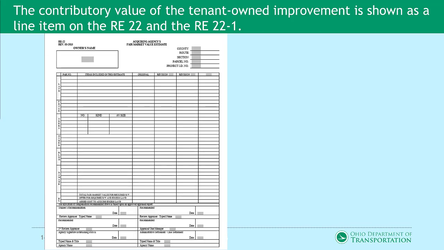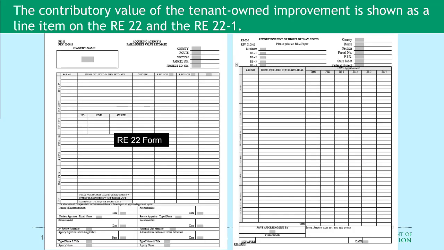This is the RE22 form that is used. Here is the apportionment form, the RE22-1. The RE22 basically shows the contributory value for the whole, including all of the aggregate ownership plus the total compensation. And then the RE22-1 is the apportionment sheet that identifies the total of all the compensation. Then it breaks itself out with the fee owner receiving X compensation and then the bill of sale receiving X compensation, which is known as a BS.